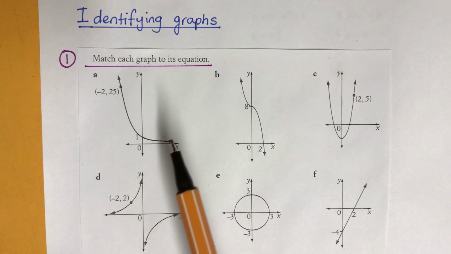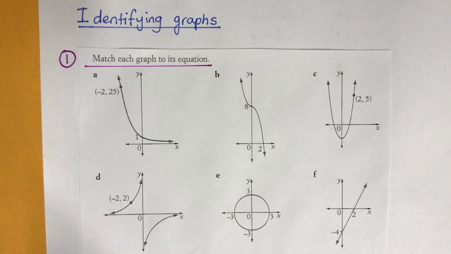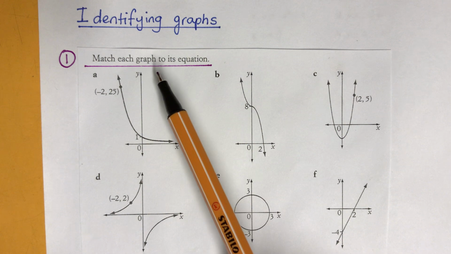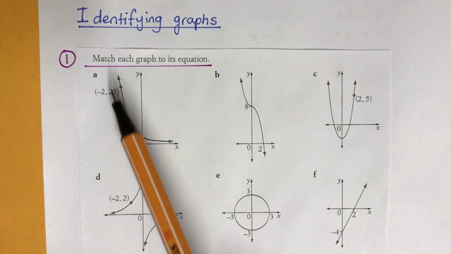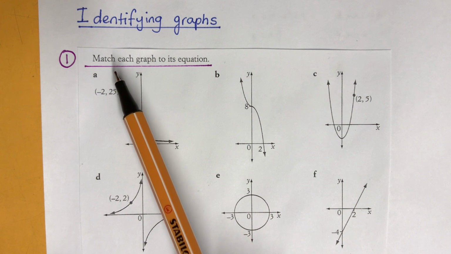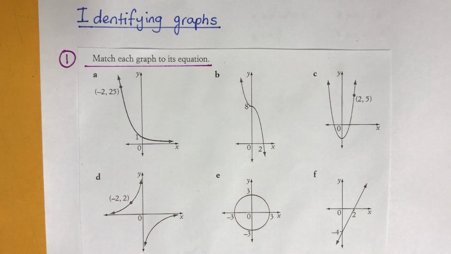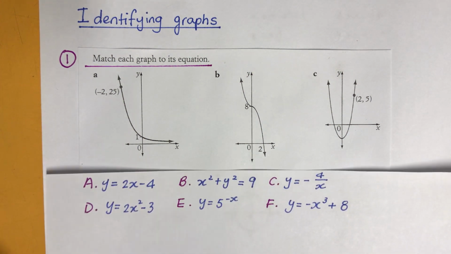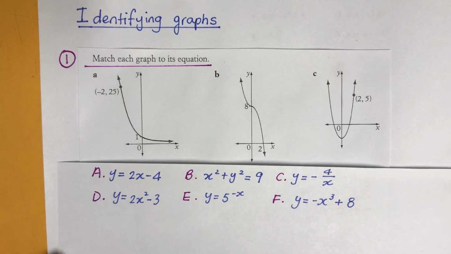Now, if it's positive exponential, which means it has positive power, then it will start from the first quadrant down to the second. But if it's a negative power, it goes from second quadrant to the first. Now, we do have some equations that we need to choose from. So I'm going to put it up here.